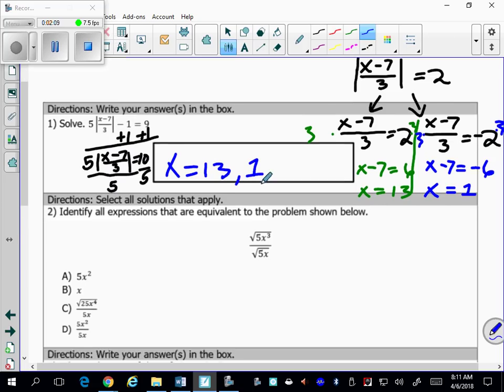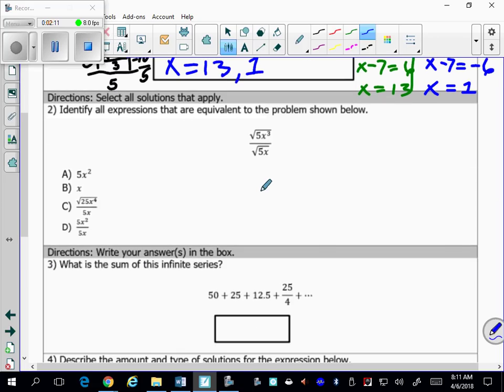Moving on to number 2. Identify all expressions that are equivalent to the problem shown below. We have a radical, and when you have a radical, you have to rationalize the denominator. Right now the square root of 5 is an irrational number, so we have to make it rational in the denominator. How you do that is you multiply by another square root of the denominator, so multiply by one more square root of 5x.